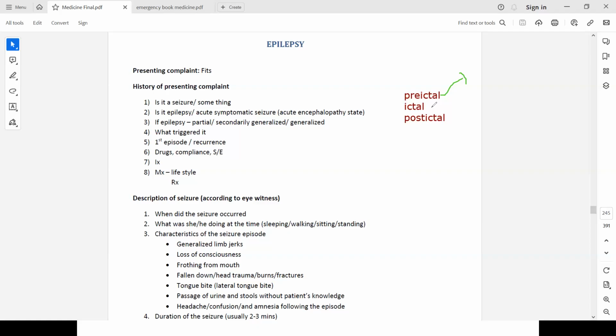Then ask whether there was frothing from the mouth, tongue biting, eye rolling, or urinary or fecal incontinence, and especially whether the patient had any falls or sustained injuries. If so, what were they? How serious were they? Was there bleeding or lacerations? Did they need suturing? Go into detail about those. That is the ictal phase, and obviously the duration of the ictal phase. The patient might know the exact duration, but if he was told by a bystander, you can say he was told he was having a fit for this long.